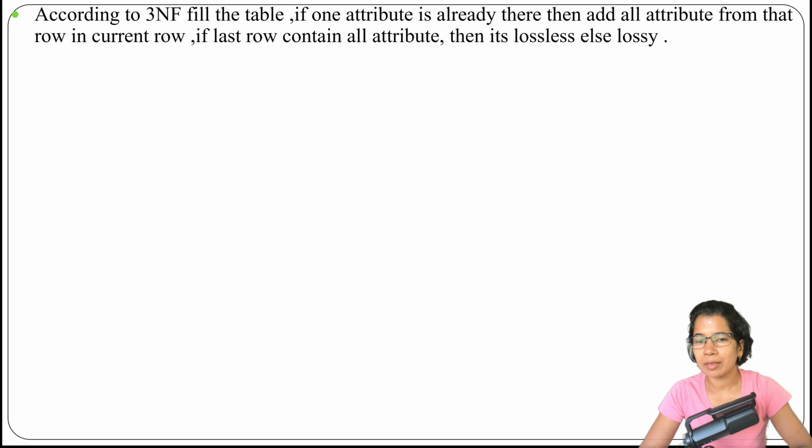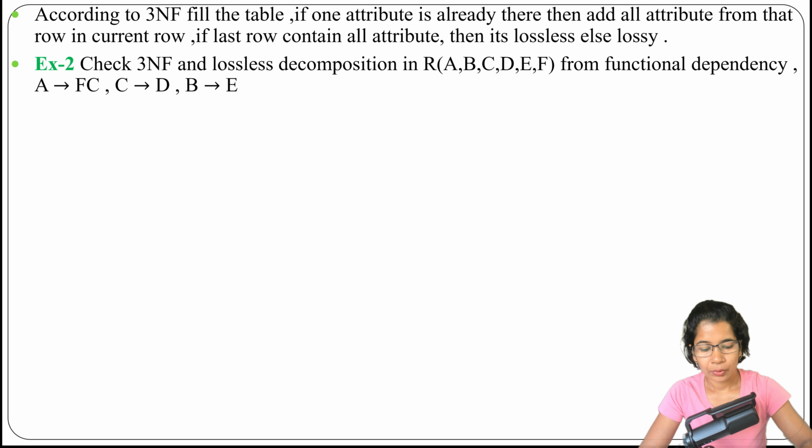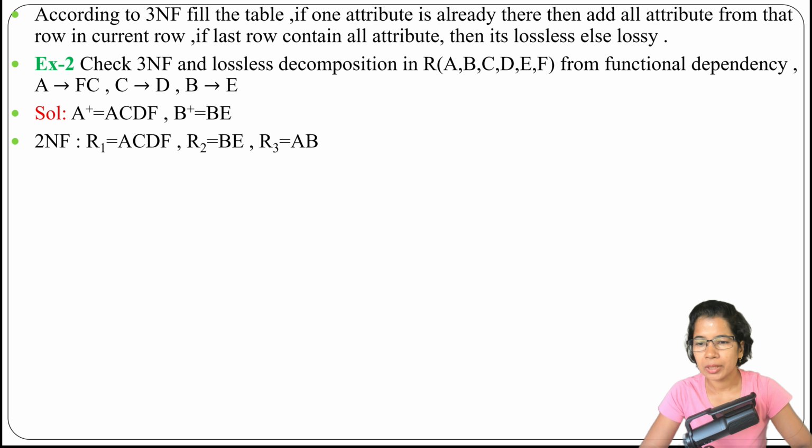Let's see another example. Example 2. We have a relation and some functional dependencies. Now in 2NF there will be A, F, C, D and B, E. There will be 3 tables: A, C, D, F is 1 table, B, E is 1 table, and A, B. There should be 1 table that contains all the key.